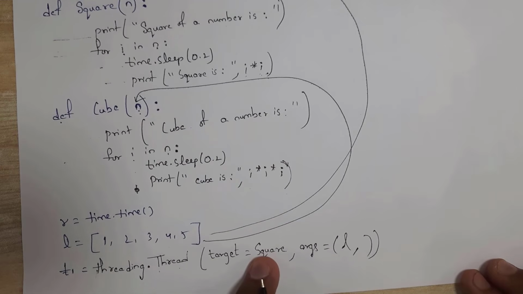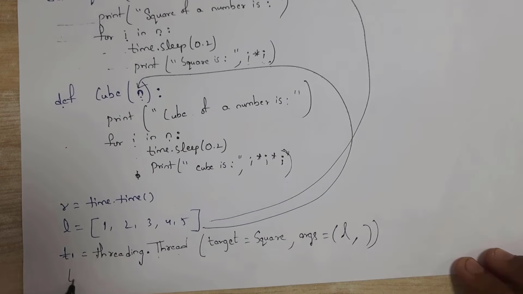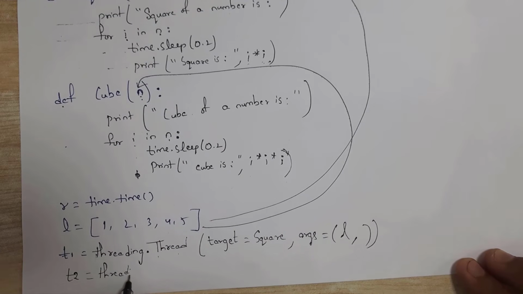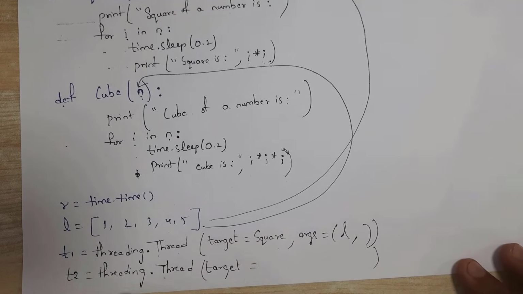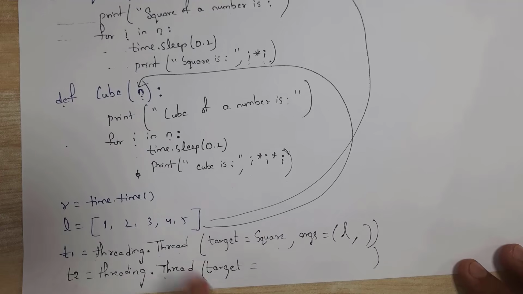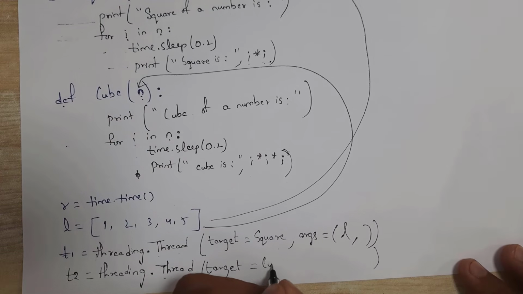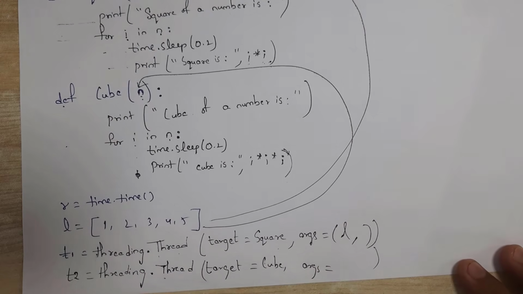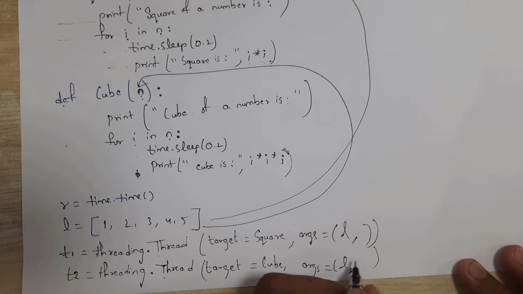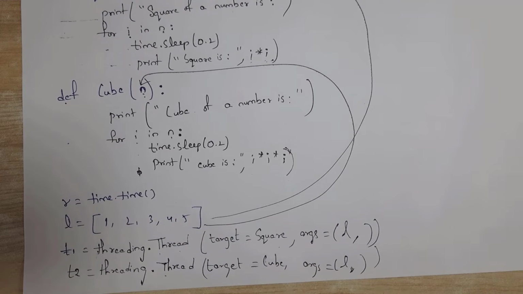Similarly, in order to execute the cube function, write t2 equal to threading.Thread, where threading is the module name and for Thread, T is a capital letter. Inside the Thread class write target. By using the first thread I am executing square, and by using this thread I am executing cube. So write cube, comma, args equal to, L comma, and close the arguments. I am executing the square and cube functions by using the threading module.